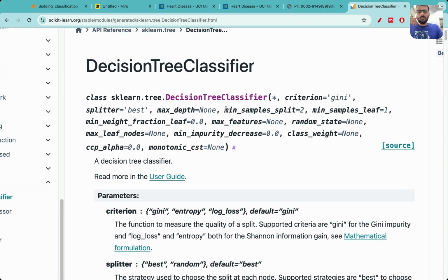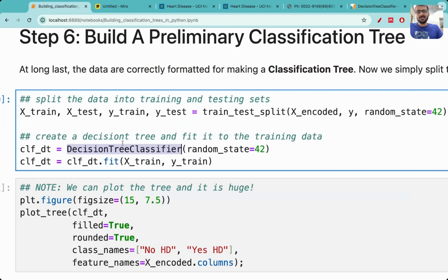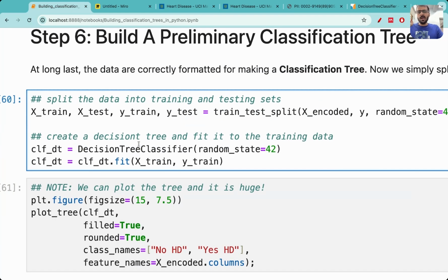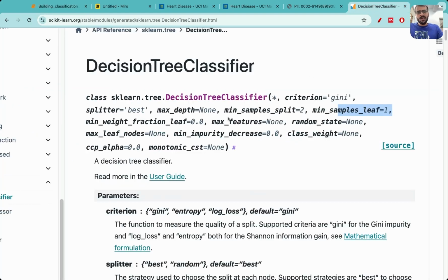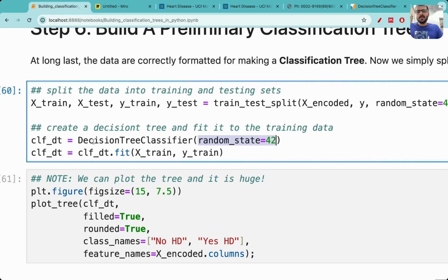Here you can look at the different things which you can provide. You can give the criteria, you can provide the max depth, max features, max leaf nodes, and minimum samples in the leaf. You can do so many things in the DecisionTreeClassifier when you initiate an instance of the class. For now, the only thing which I am giving here is random_state equal to 42, nothing else. We are going to look at some of these things, like the criteria, in just a minute.